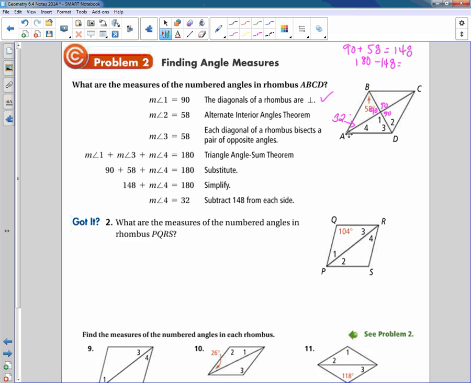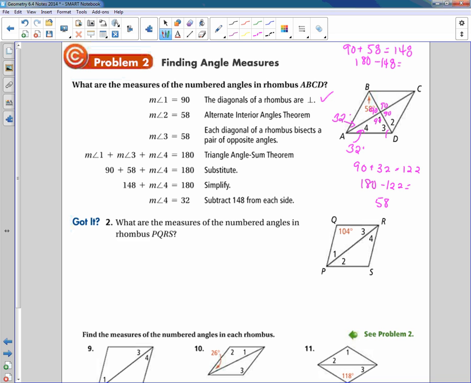32 degrees. Very good. Because this diagonal is also an angle bisector, then the measure of angle 4 also has to be what? 32 degrees. Angle 1, we've already stated, was 90 degrees, right? So 90 plus 32 gives us what? 122.